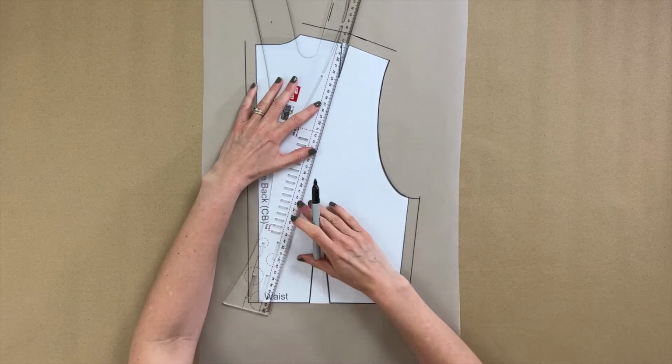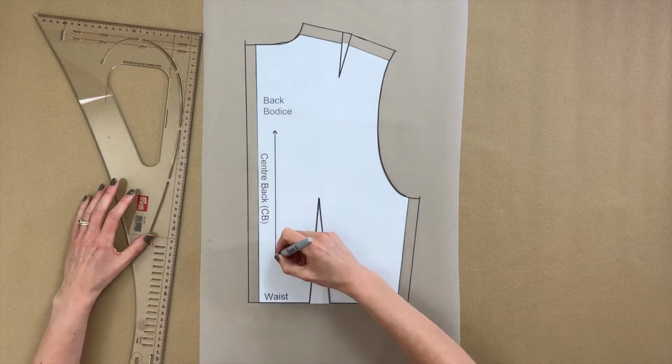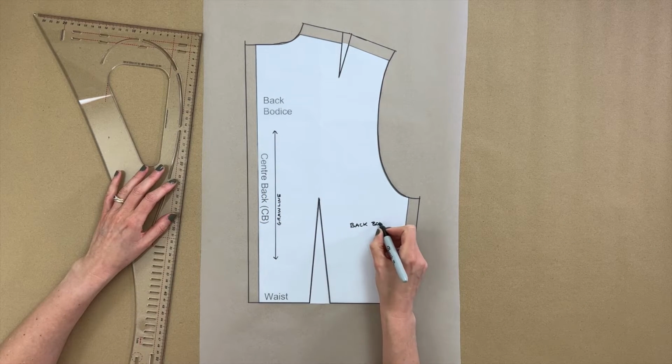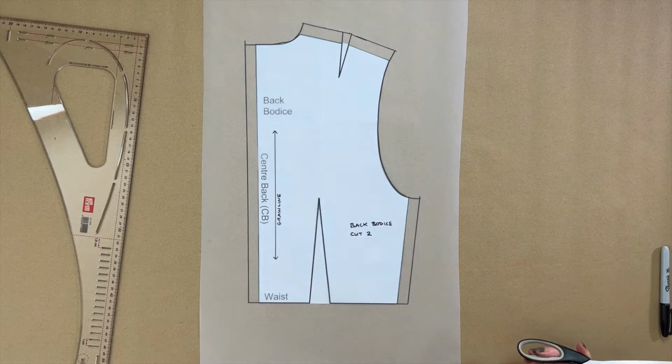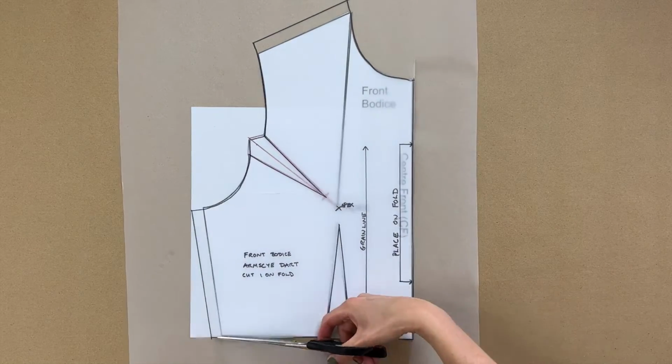Add a 1.5 centimeter seam allowance to your shoulders and draw in your dart. Draw in your neckline. Grain line follows the line of the centre back. Annotate your pattern piece to say that it is the back bodice we need to cut to, and then add your pattern name. Once you've done that, you can cut out your pattern piece.